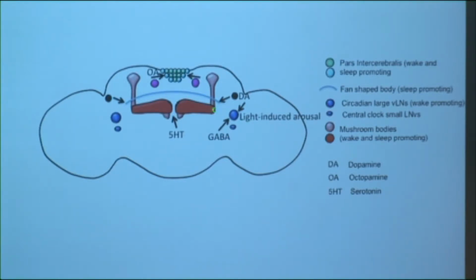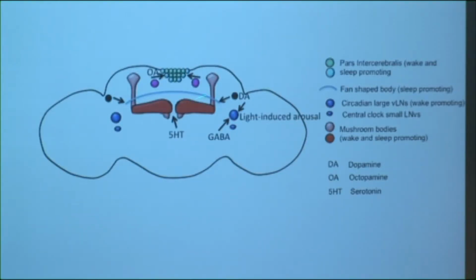The large ones shown here really, as far as we could tell, didn't have a role in circadian rhythms, even though they express clock genes. And we now know through work done in the Ross-Bash and Griffith labs that they are required for light-induced arousal. They're inhibited by GABA, and they also receive dopaminergic signals. So we're starting to sort of get the cellular circuitry together here.